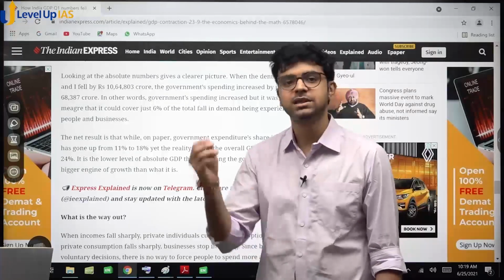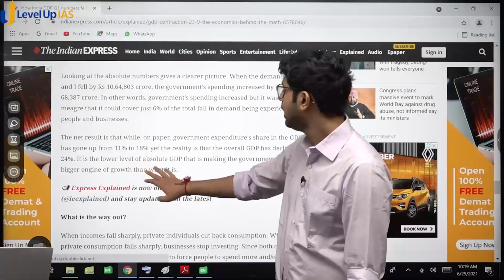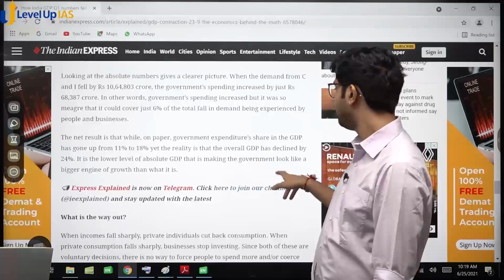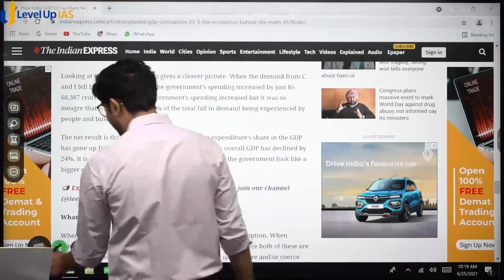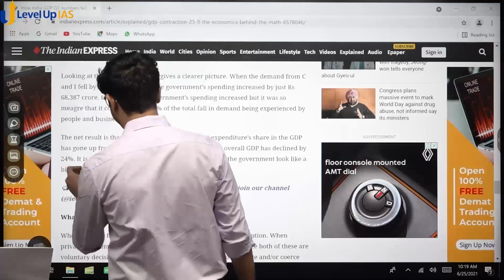Net 24% negative. It is the lower level of absolute GDP that is making the government look like a bigger engine of growth than what it is. Explain this last line to me and you are done.